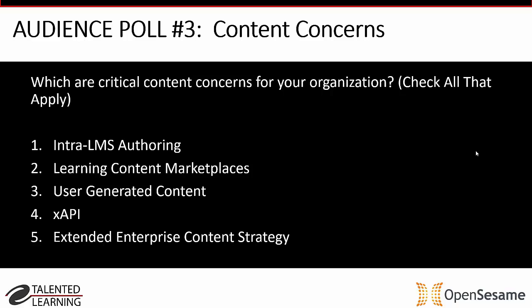All right, super speed poll. Last one. Poll number 3. Which are critical content concerns for organizations? The same as previous question, and go through the ones we just talked about: intra-LMS authoring, learning content marketplaces, user-generated content, xAPI, and extended enterprise content strategy. So real quick answers. You can select all that apply to you. Which are critical content concerns? Ooh, say that 10 times fast.